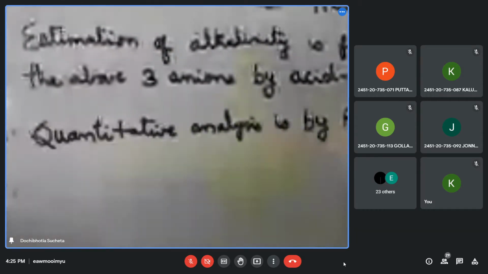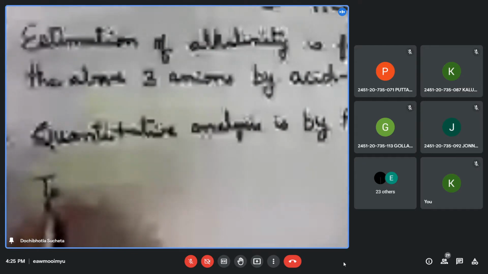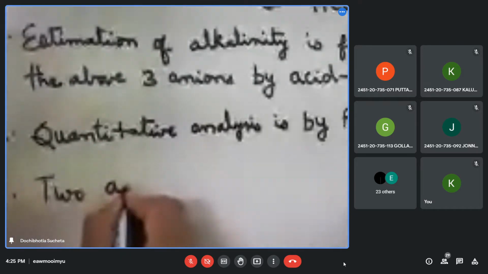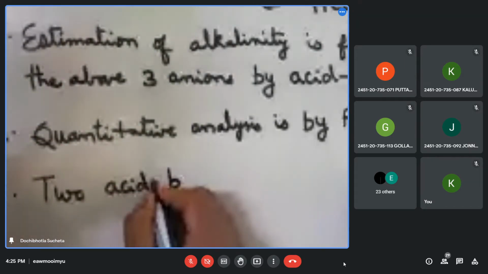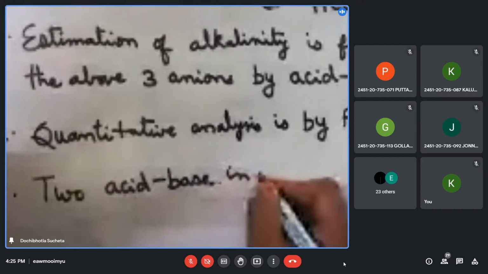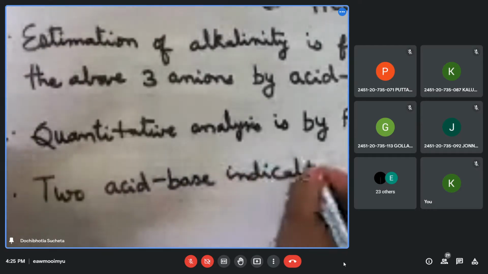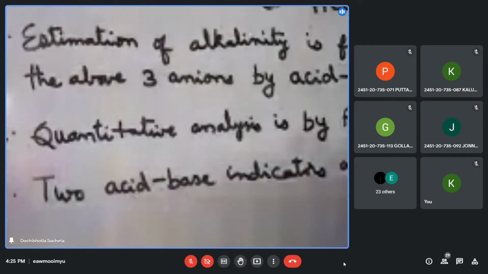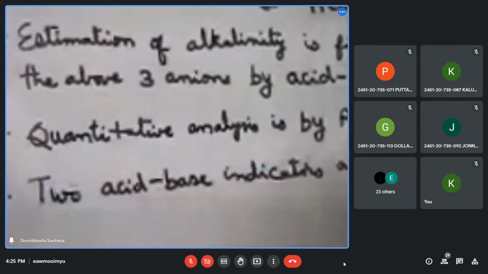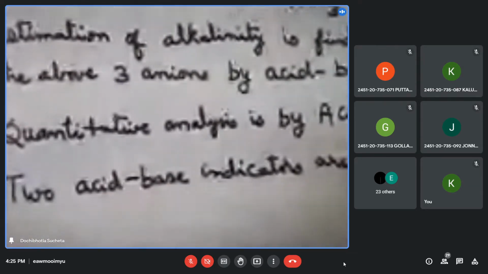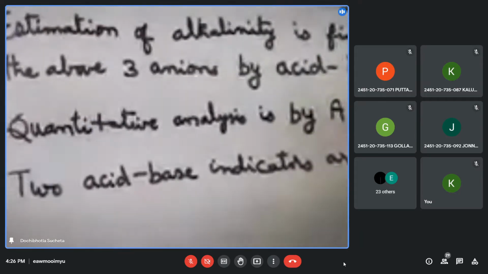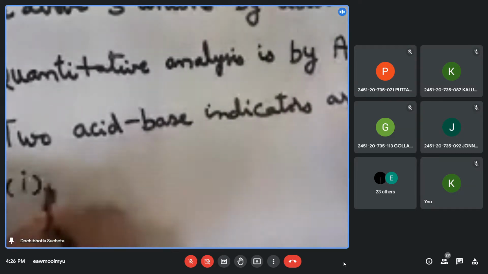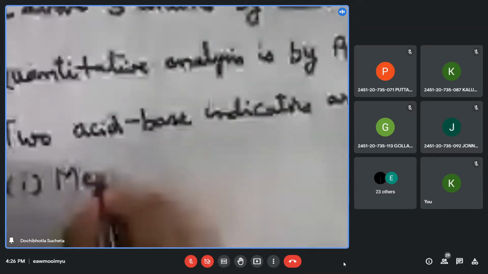Two acid-base indicators are used in the titration. This is an important point. What is the first acid-base indicator I am using? The first one is methyl orange indicator.